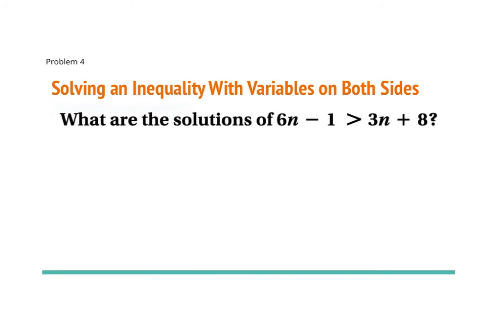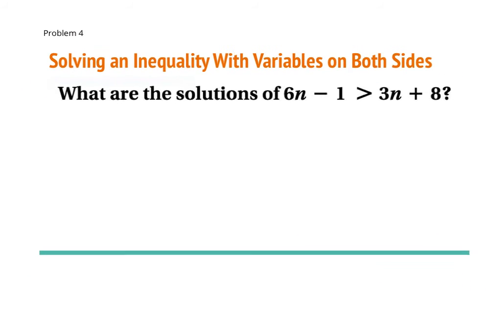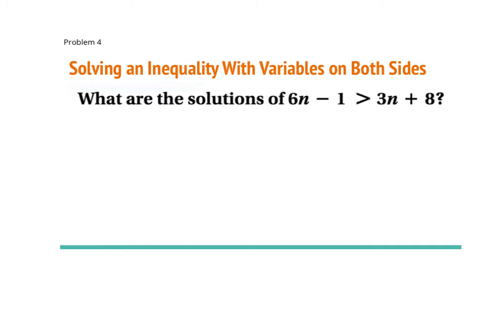Okay, solving an inequality with variables on both sides. So if you look closely, I see an n here and I see an n here, okay? No need to freak out, guys. All you need to do is move one to the other side. Remember, I like to always move my variable to the left side. It just makes a lot more sense for me. Feel free to do it the other way around if you feel more comfortable or if you just want to be tricky like that, okay?